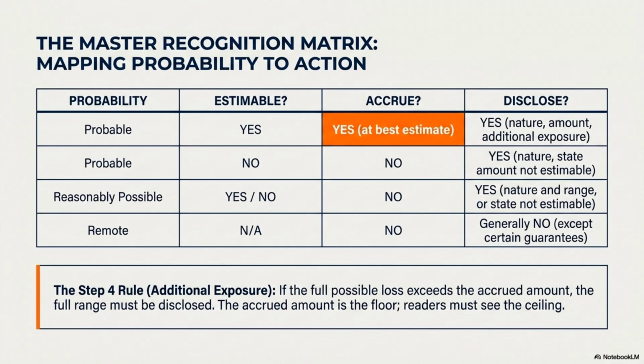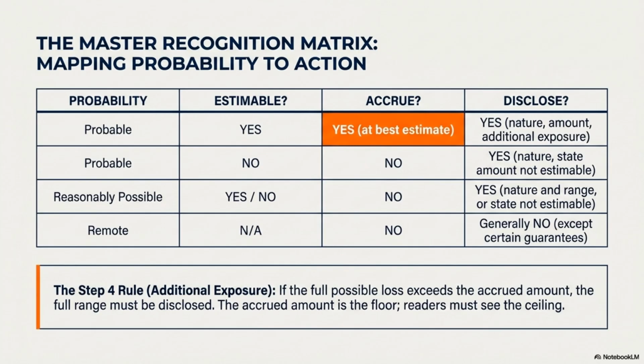This table is your quick reference for any contingency question. 4 rows, each pairing probability with estimability, each with a clear accrual and disclosure answer. Probable and estimable is the active row, highlighted here in orange. You accrue at best estimate, and you disclose the nature of the contingency, the amount accrued, and any additional exposure above what you recorded. Probable but not estimable means no accrual yet, but you must disclose the nature and explicitly state that a reasonable estimate cannot be made.